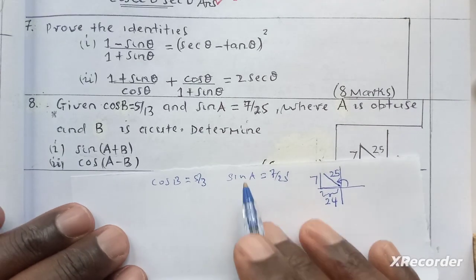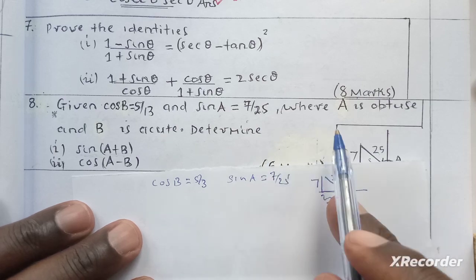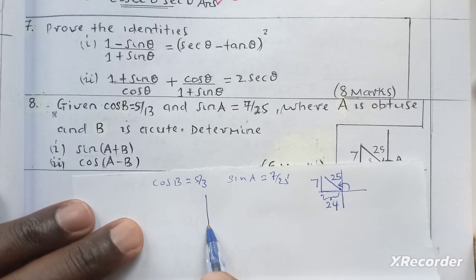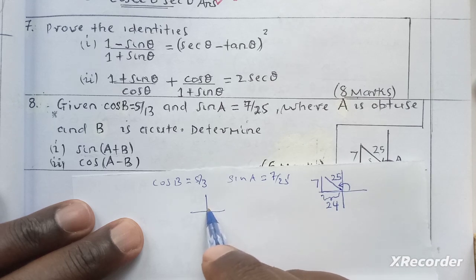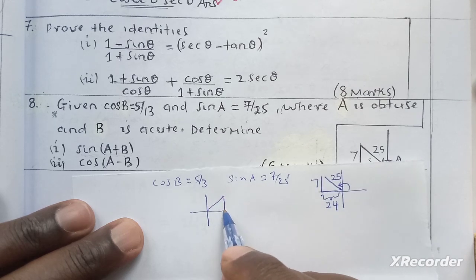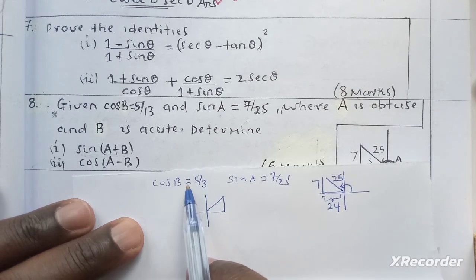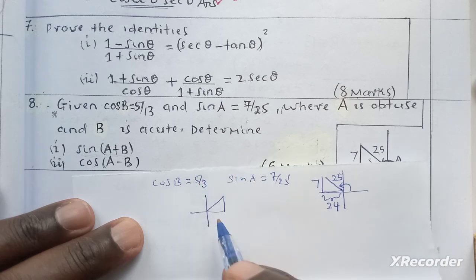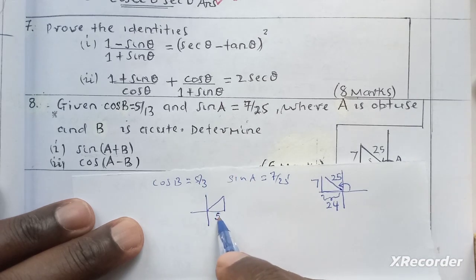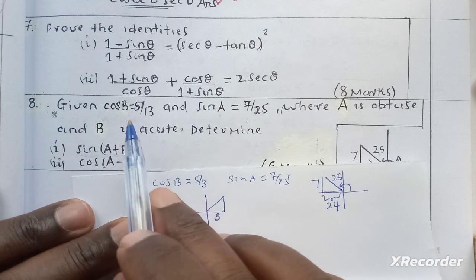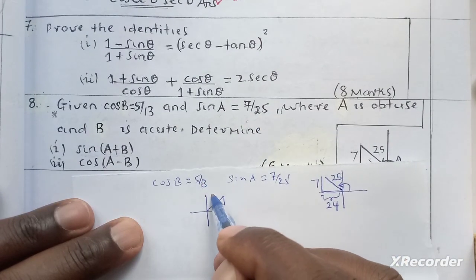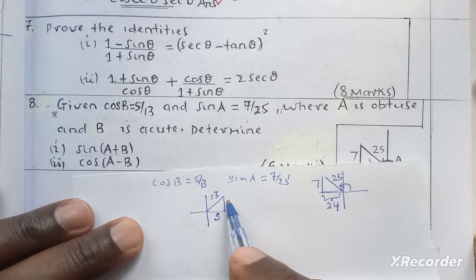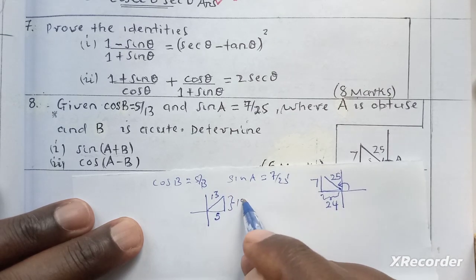Then we come to cos B. For cos B, we are told B is acute, so we use the first quadrant, which is here. This first quadrant, we draw it like this. We say cosine B is adjacent all over hypotenuse, which is 5 over 13. Using Pythagoras theorem, this one you are going to get as 12.